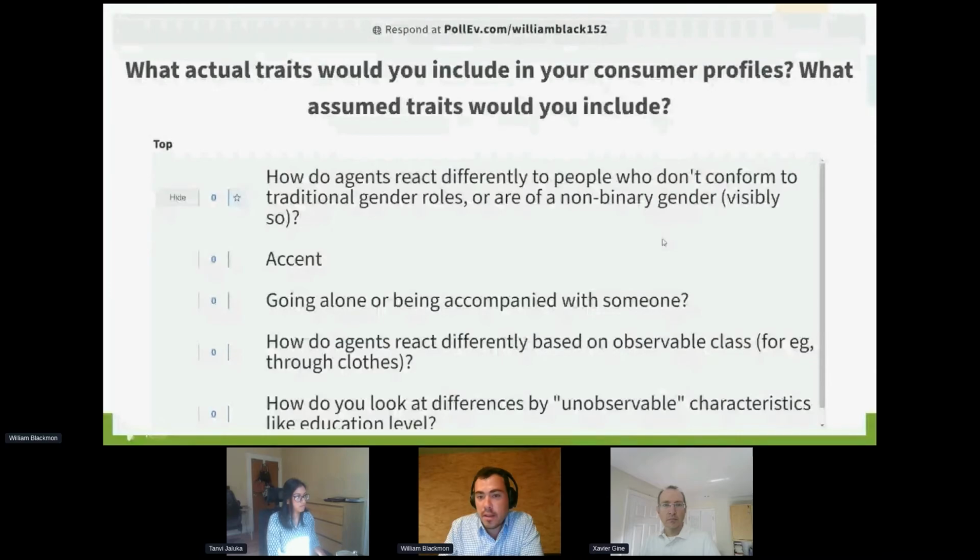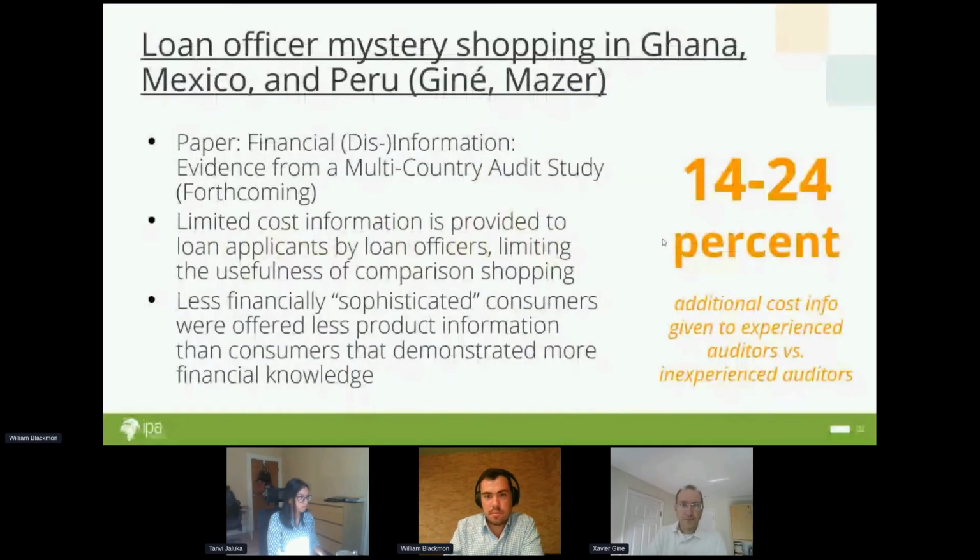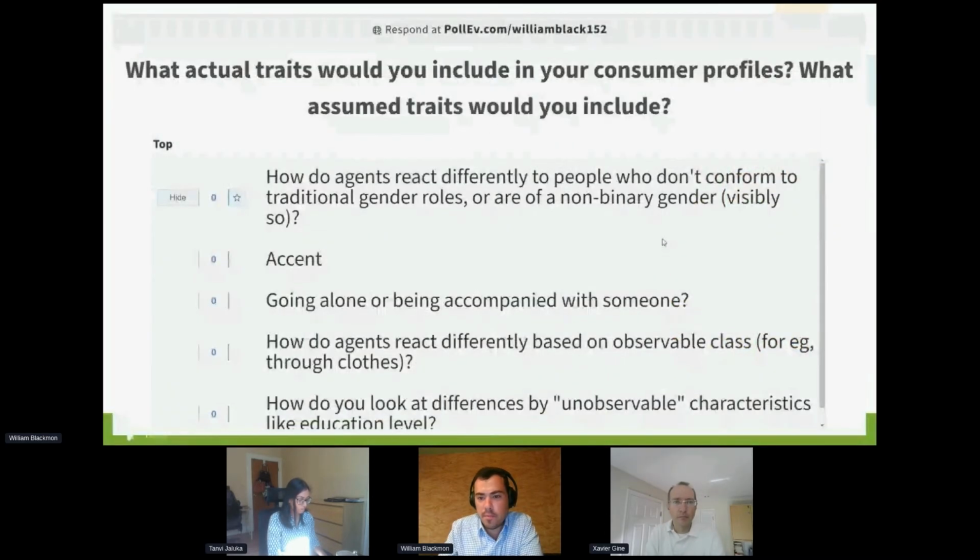Going alone or being accompanied with someone else. This could be quite interesting, particularly for those with lower financial literacy themselves. Does having a second person reduce the rate of, for example, overcharging? How do agents react differently based on observable class, for example, through clothes? Yes, exactly. This is something that I mentioned as well.